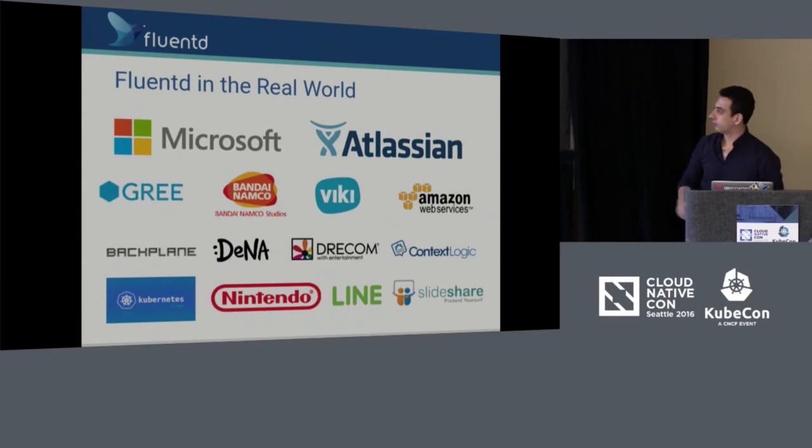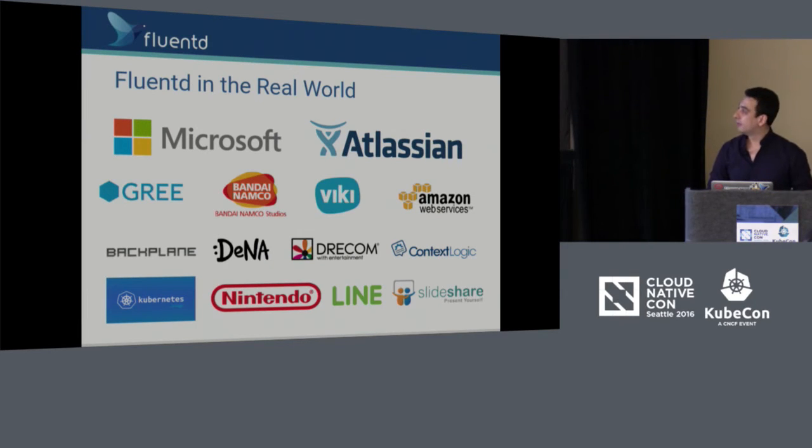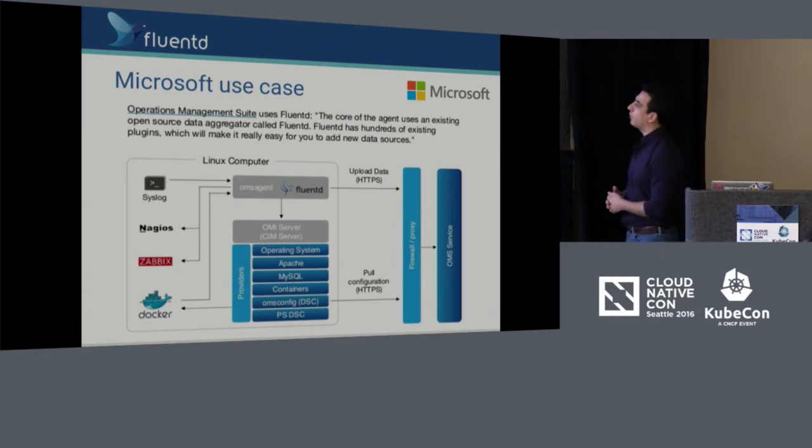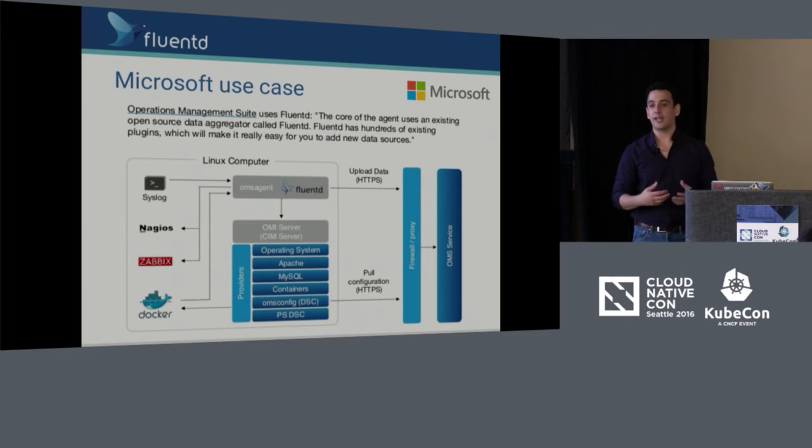And Fluentd in the real world, well, it's been used by Microsoft extensively, Atlassian, Gree, Nintendo, and a lot of companies. The use case of Microsoft is they have something called OMS. I don't know if you heard about it, Operations Management Suite. And what they said is, OK, a year ago, we need an agent on each host that is working with Microsoft services, and we need to collect the information. So they took Fluentd, packaged it, and added some really good extensions. So Fluentd is the official agent for Microsoft to collect data from most Linux boxes.